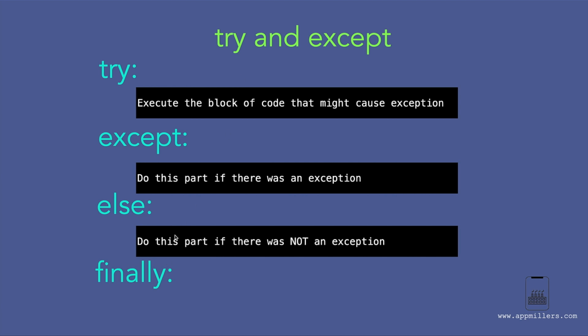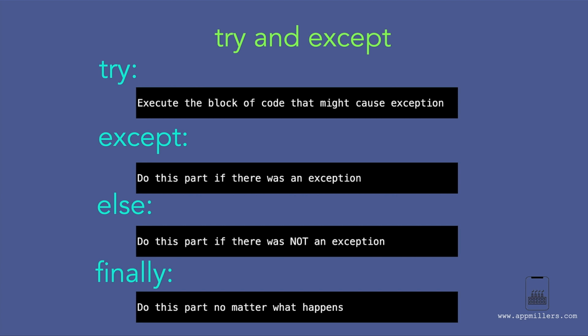And finally, we have the finally keyword, which is basically a block of code to carry out no matter what happens. It does not matter if the thing you tried failed or succeeded. It does not really care. This part of code will execute anyway.